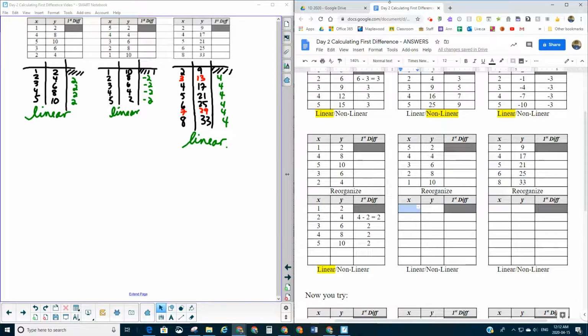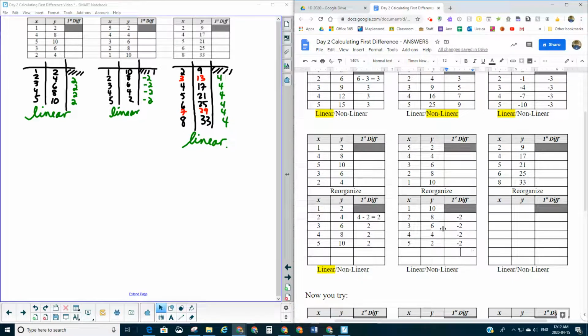This one, we're going to have to take and reorganize. So I'm going to go 1, 2, 3, 4, 5. I don't need any of the extra spaces. And this goes 10, 8, 6, 4, 2, just like I reorganized over here. And the first difference, this is going from 10 to 8, so that's going down 2. And this is going down 2, and down 2, and down 2.